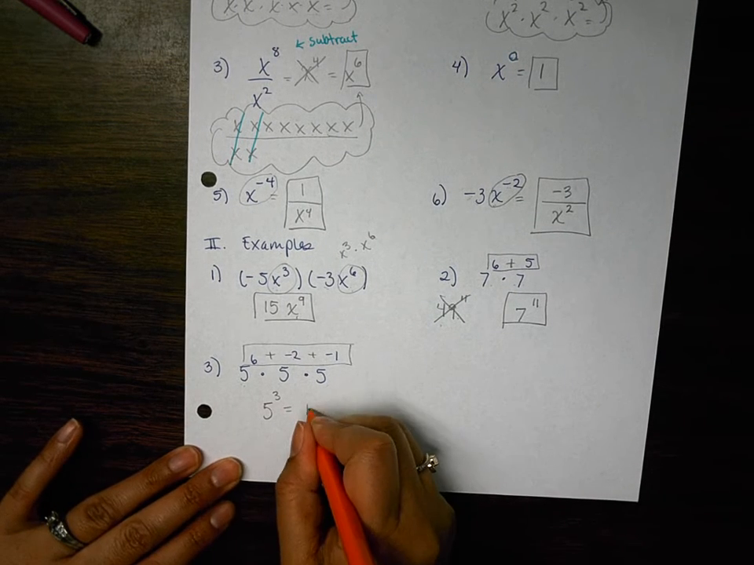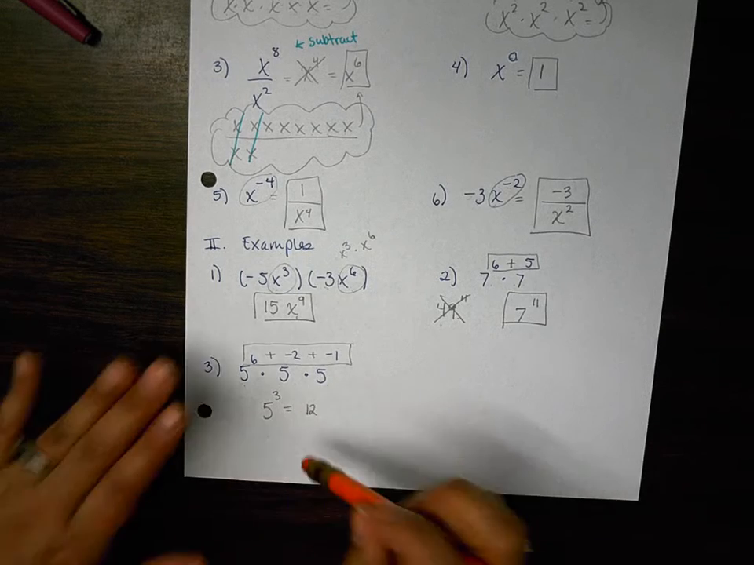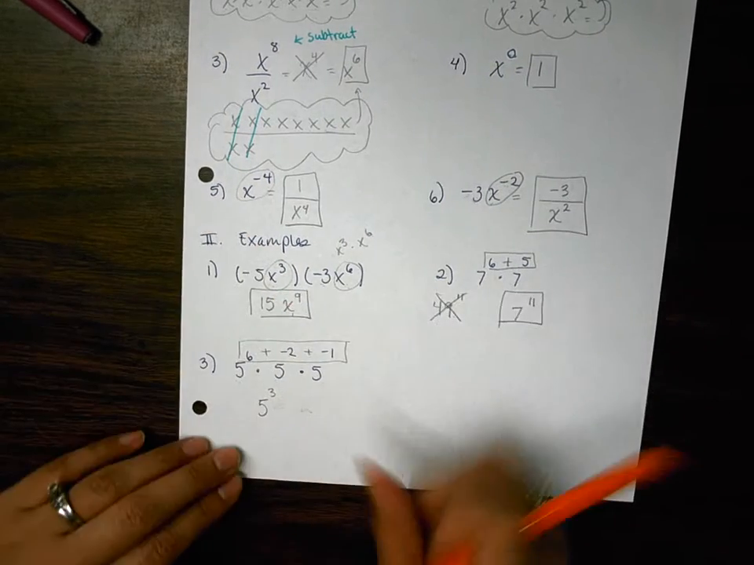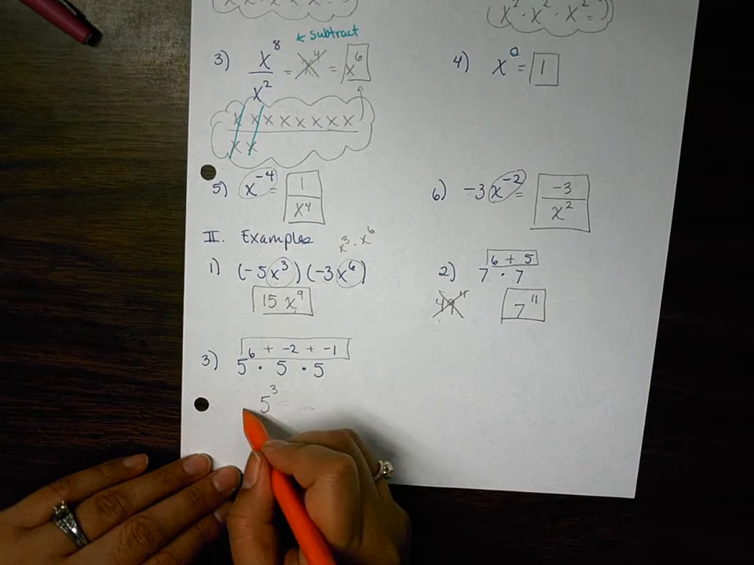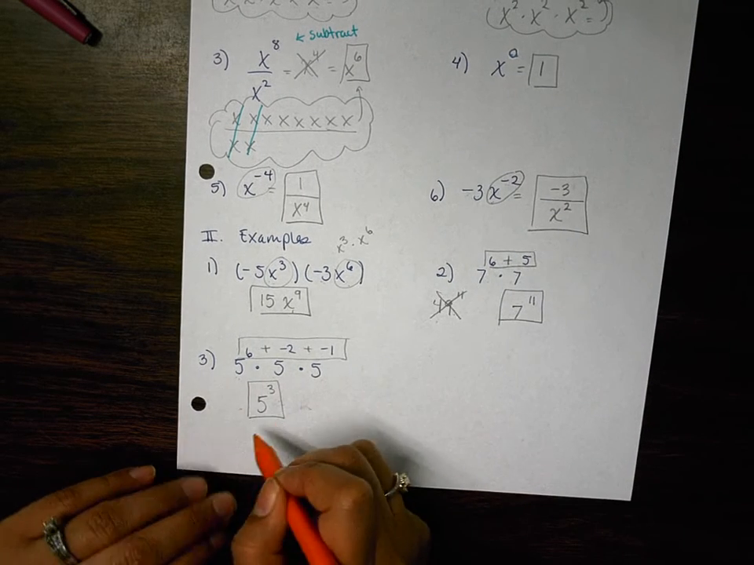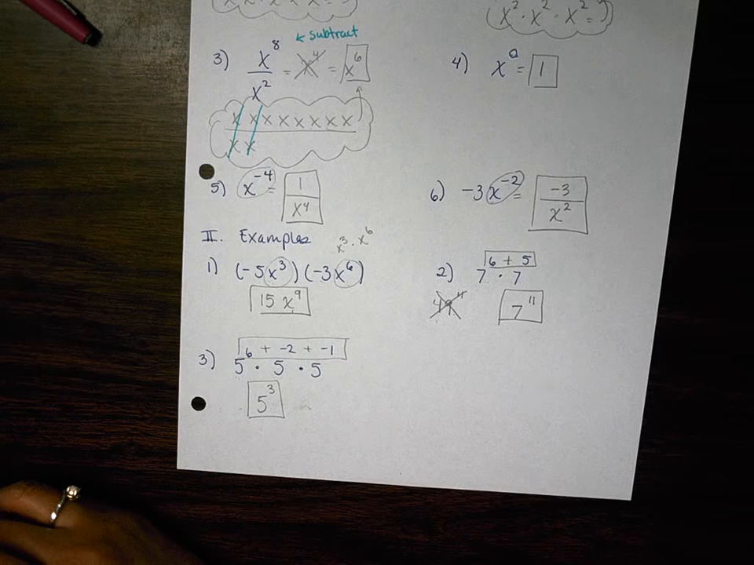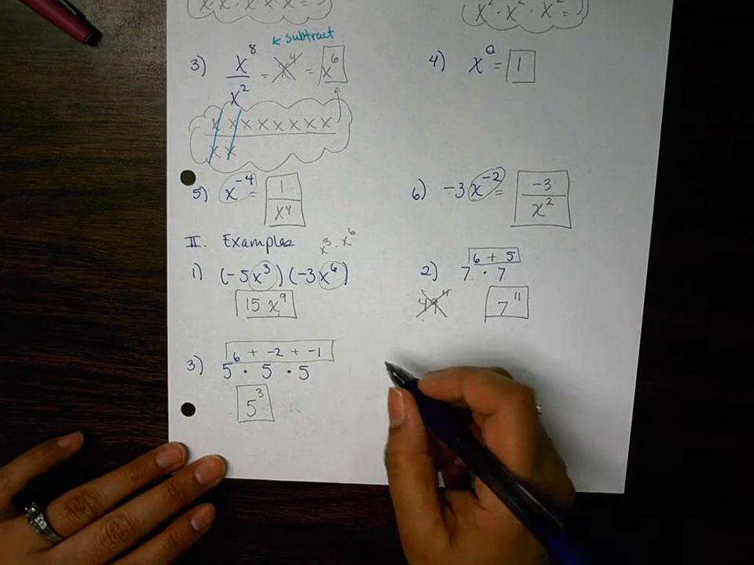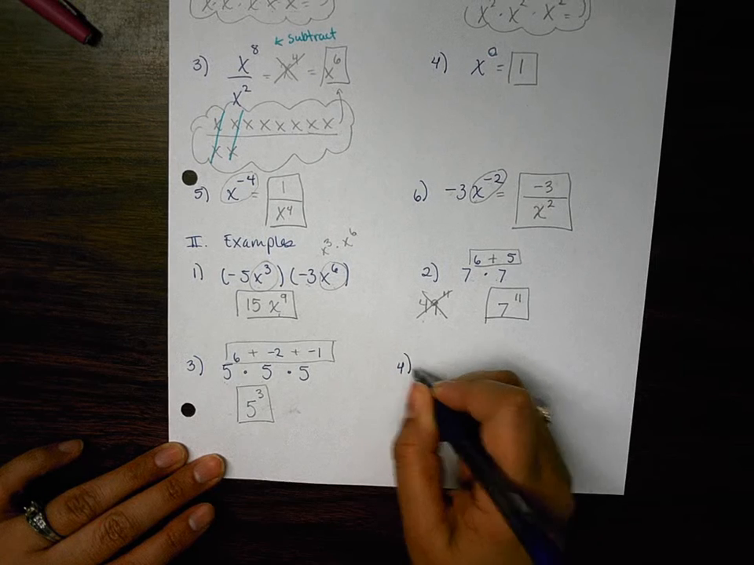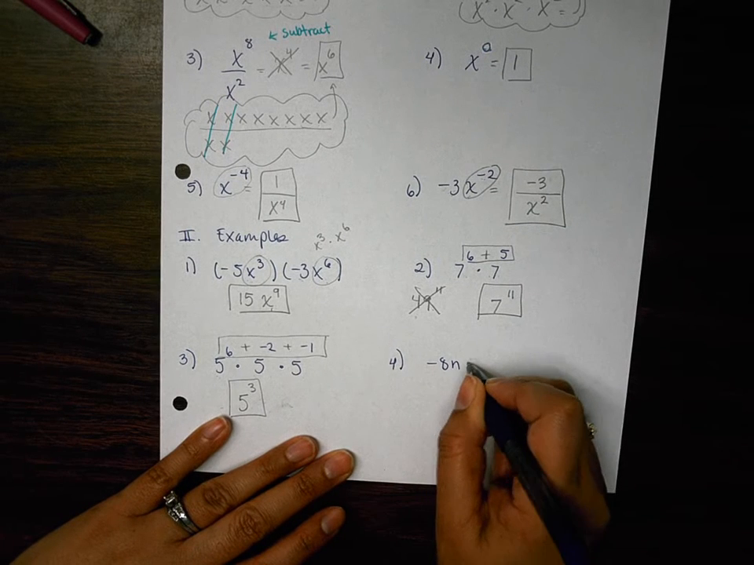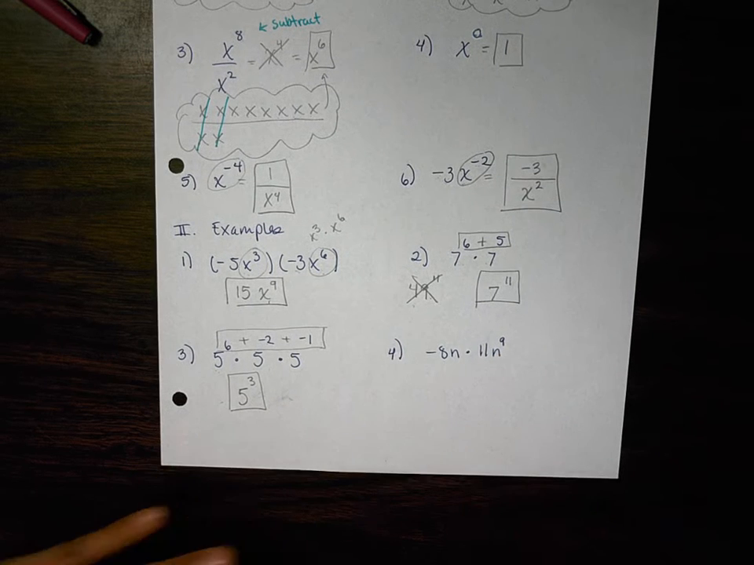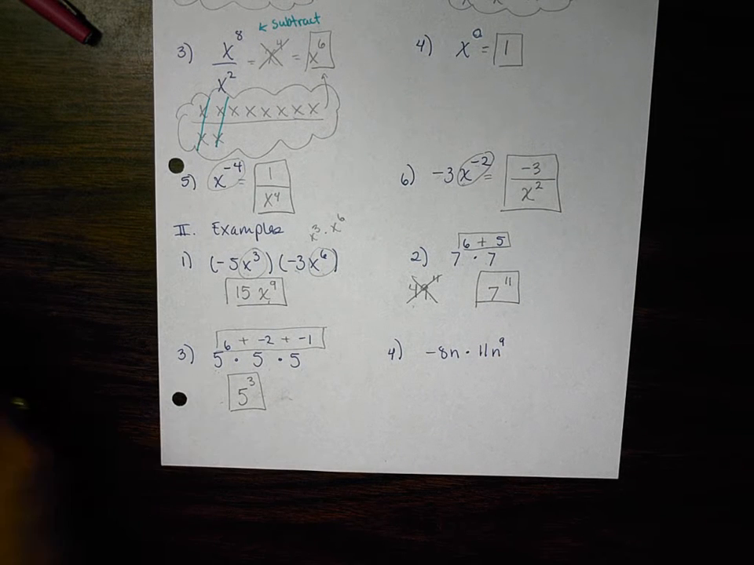125. I want to say, I'm going to erase that. I know there's some on the worksheet where it tells you to leave your answer in this form. If it does tell you, leave it. If it doesn't tell you that, then you expand it out or multiply it out. All right, number 4. Negative 8n times 11n to the 9th power. I'm going to give you guys just a few seconds to try that one on your own.